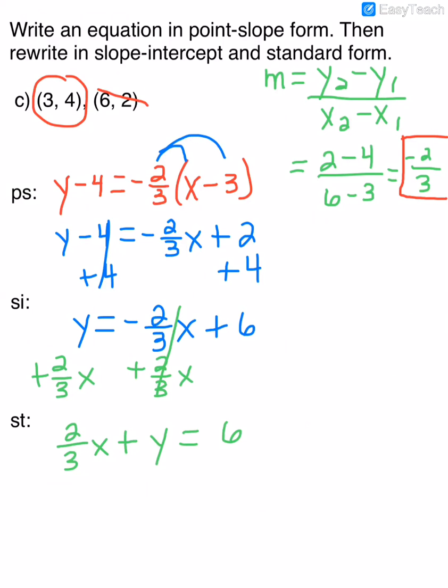Okay, what's wrong with this? It has a fraction. So I need to multiply everything by the least common denominator to get rid of the fraction. And the least common denominator, or the only denominator, is 3. So I'm going to multiply everything times 3. And that gives me, the 3's cancel, so I have 2x plus 3y equals 18. And that's my equation in standard form.